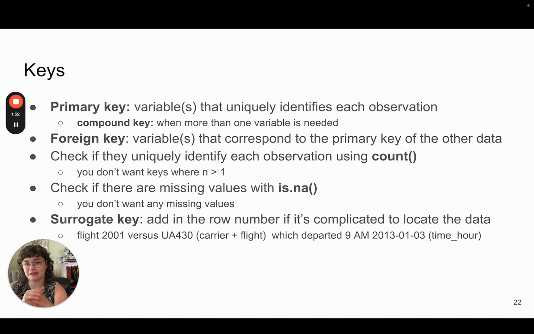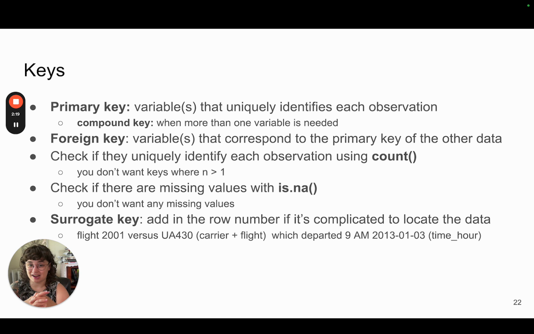The foreign key is the variable that corresponds to the primary key of your other data, the data that you're pulling in. And so for me, the best example is always thinking about when there are country abbreviations and you want to pull in the full name. The data set that has the full name and the abbreviations is going to be your foreign data set, and those abbreviations will be the foreign key. And I have that in an example later.